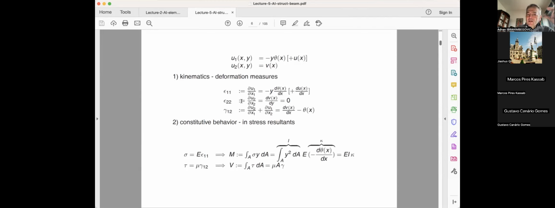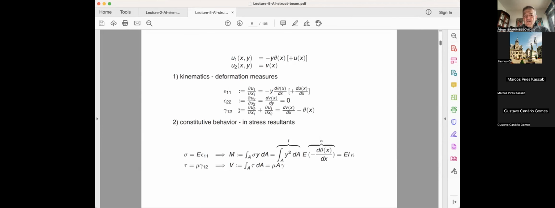Then given that there's no change of thickness, I have epsilon 2 to be du2/dx2, but u2 is v of x. So the derivative with respect to y is equal to 0. And this is, of course, an agreement that there's no change of thickness, so there's no deformation in this direction. And then finally, for Timoshenko beam, I have gamma 1,2, which is 2 times epsilon 1,2.